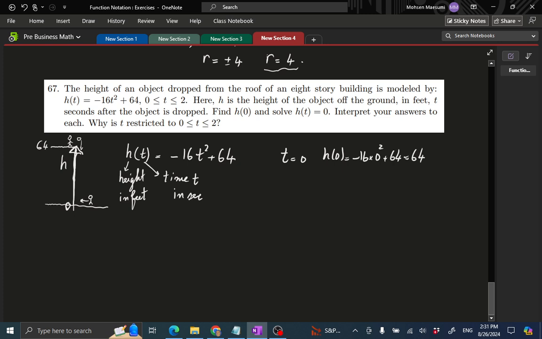So it's asking us to find h(0). The unit of it is feet. The meaning of it is that this is the height of the building. When we are solving, the next question asks, solve h(t) = 0. So h(t) is -16t² + 64.